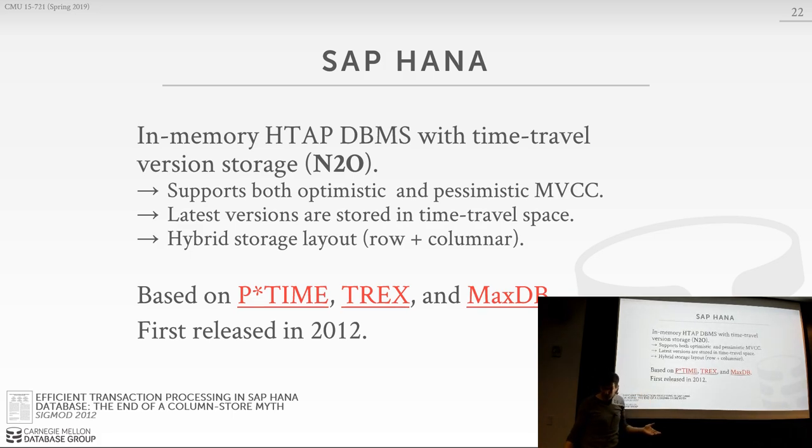I actually don't know what HANA stands for. If you read Wikipedia, it stands for Hasso Plattner's New Architecture. Hasso Plattner is the P in SAP, like it's three guys' names. So he was really big in building this new system, so they named it after him. I don't know whether it's actually true or not. It's also going to support a hybrid storage layout with both rows and columns. This will make more sense in a few weeks when we discuss all this. And it's been around for a while.